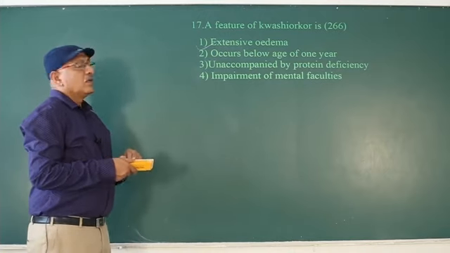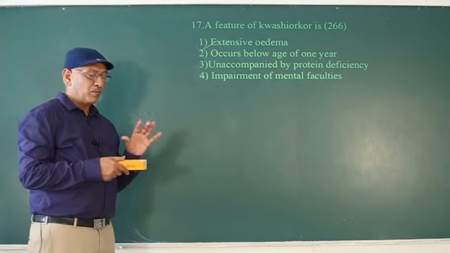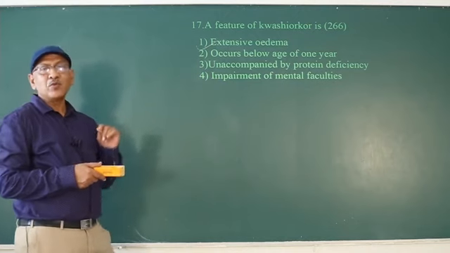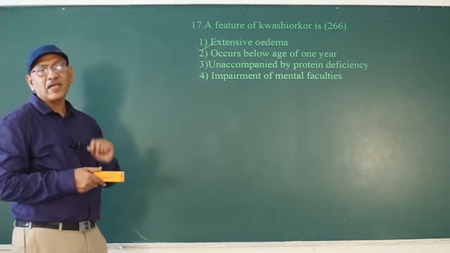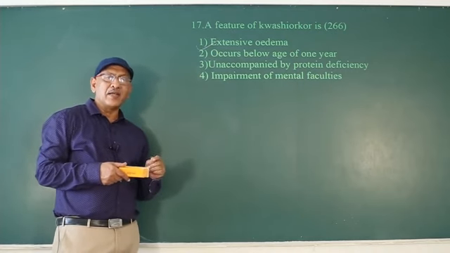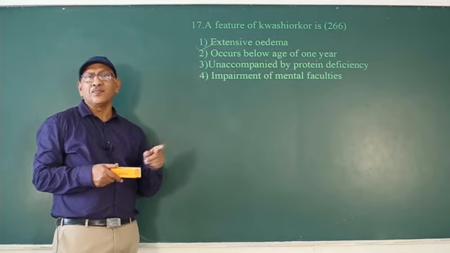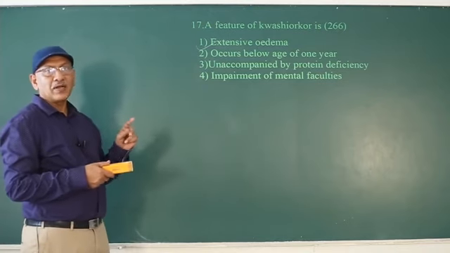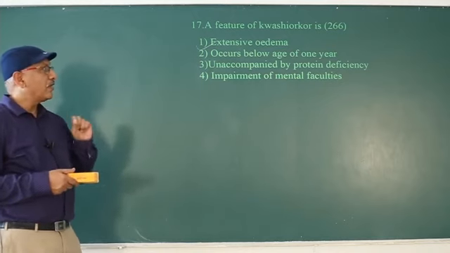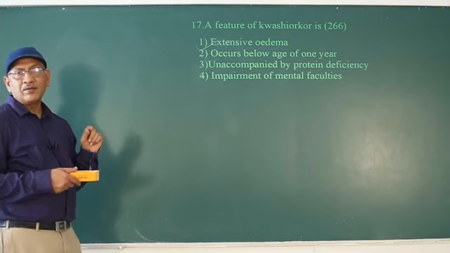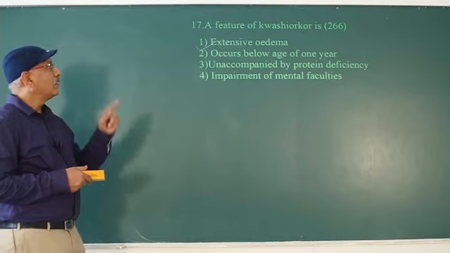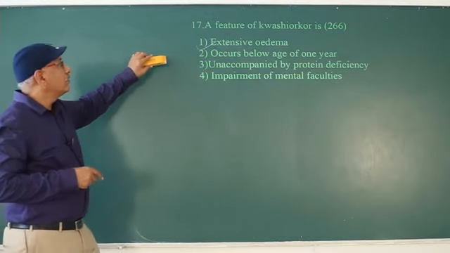Kwashiorkor: if the parent provides a normal calorific diet and less amount of protein, the infant suffers from Kwashiorkor. If the infant is provided a less calorific diet and less amount of protein, an infant less than 1 year suffers from marasmus. So impairment of mental faculties, mental abnormality, is seen in marasmus patients, not in Kwashiorkor patients.